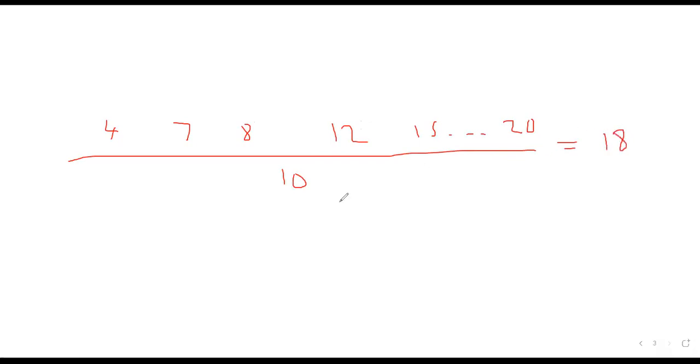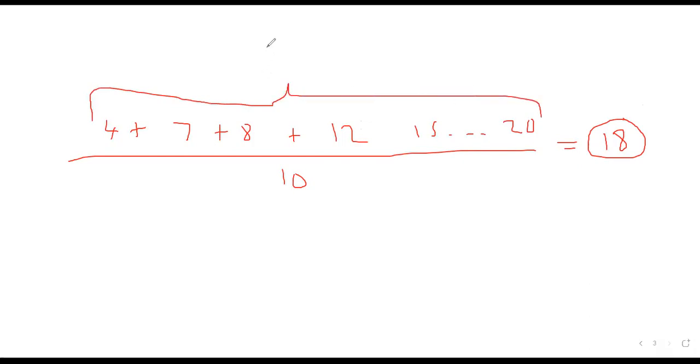Now, for us to get a mean of 18, meaning the sum of these ones on top here would have been what? 18 times 10. So the total of them should have been 180, because 180 divided by 10 will give you 18. Is that clear so far?